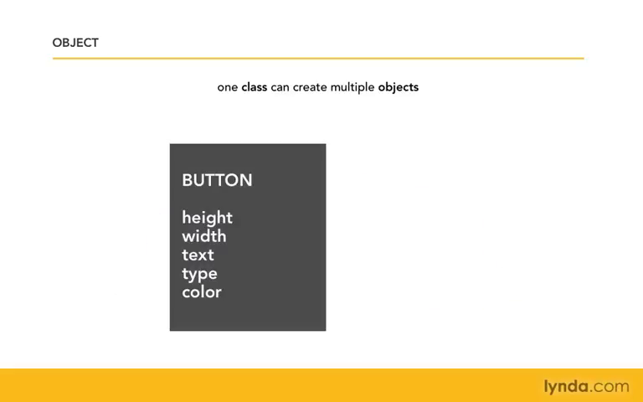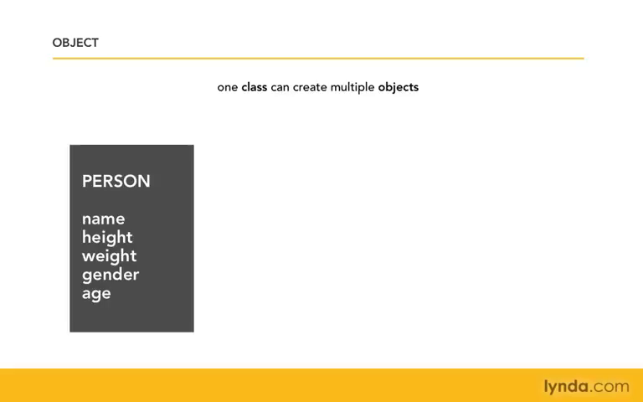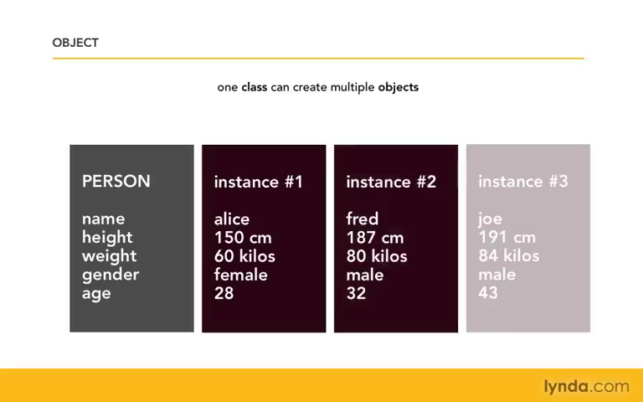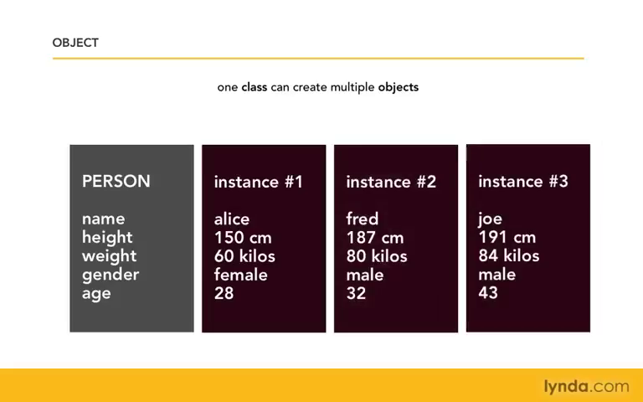So an example might be if you've defined a class for a button, which describes a button having a height and a width and text and a type and a color, then you can create multiple objects based on that class that can look different from each other but share the same common behavior. Or if you have a person class, you create one object called Alice that's 150 centimeters, 60 kilos, female, 28, and start creating multiple what are called instances of that. You'll often hear that term used as well as object. Then an object is an instance of a class. The process of creating an object is called instantiation.